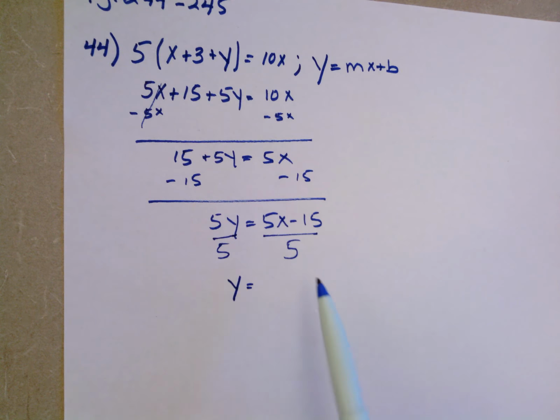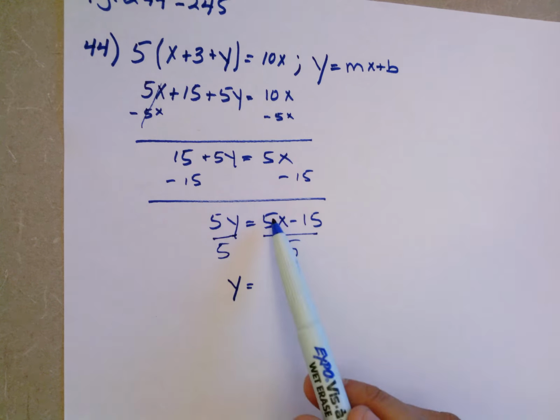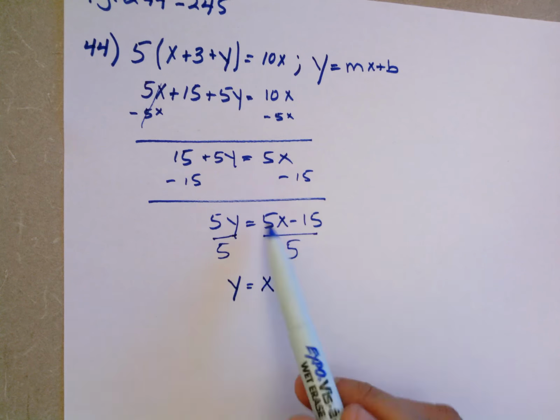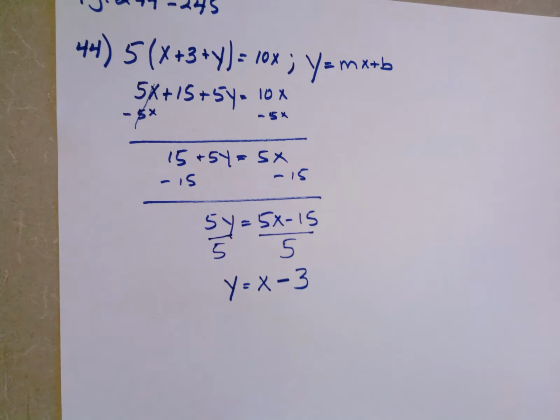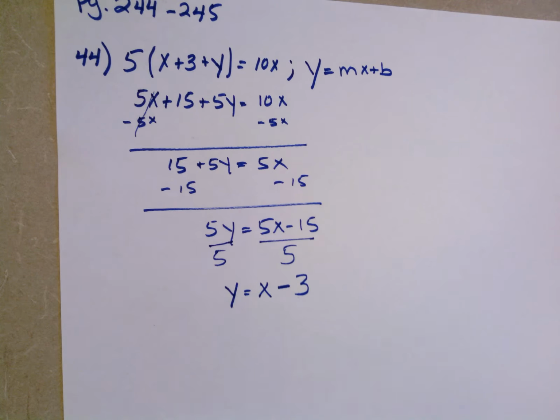So I'll be left with y equals x, because 5 over 5 is 1, or just 1x, minus 15 over 5 is 3. So now I have an equation that is y equals x minus 3. It looks like this y equals mx plus b. So now I have to think about how am I going to graph this.